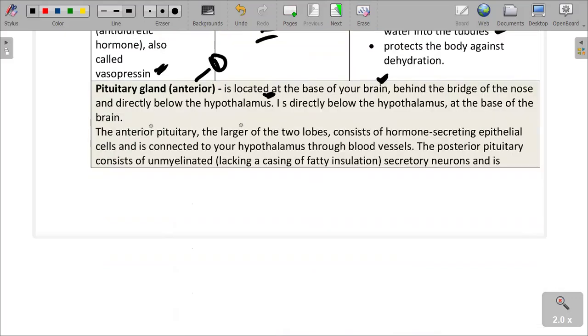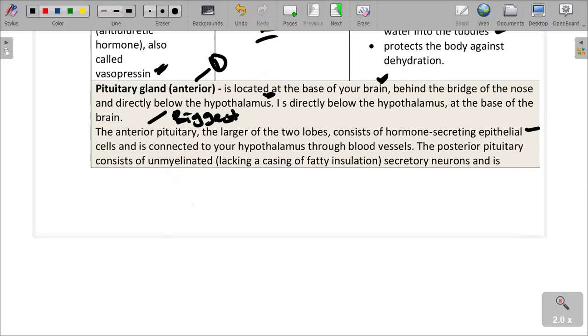It is the biggest of the two lobes, consisting of hormone-secreting epithelial cells. There are cells called epithelial cells that produce hormones, and it is connected to the hypothalamus through blood vessels.